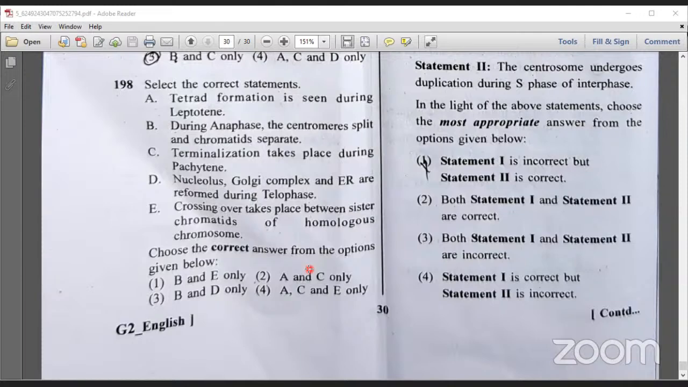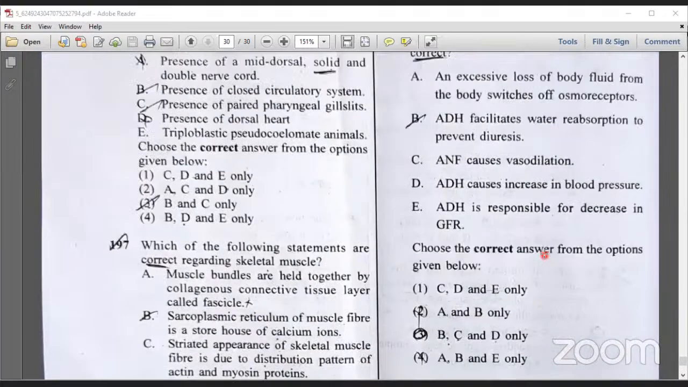Nucleolus, Golgi complex, endoplasmic reticulum are reformed during telophase. This is right. Crossing over takes place between sister chromatids of homologous chromosomes? When we talk about crossing over, it takes place between non-sister chromatids. It takes place in homologous chromosomes, but the chromatids will be non-sister. So B and D are right.